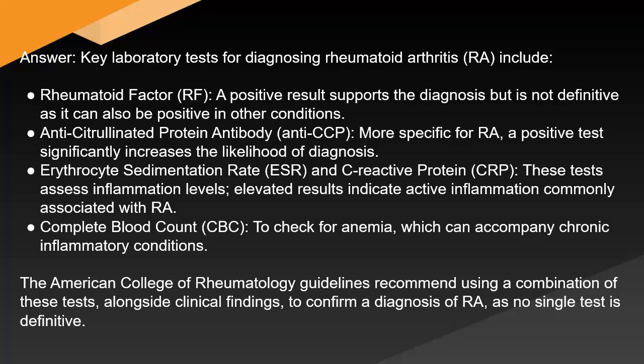Anti-citrullinated protein antibody, anti-CCP. More specific for RA, a positive test significantly increases the likelihood of diagnosis. Erythrocyte sedimentation rate, ESR, and C-reactive protein (CRP). These tests assess inflammation levels. If elevated, results indicate active inflammation commonly associated with RA. Complete blood count (CBC) to check for anemia, which could accompany chronic inflammatory conditions. The American College of Rheumatology guidelines recommend using a combination of these tests alongside clinical findings to confirm a diagnosis of RA, as no single test is definitive.